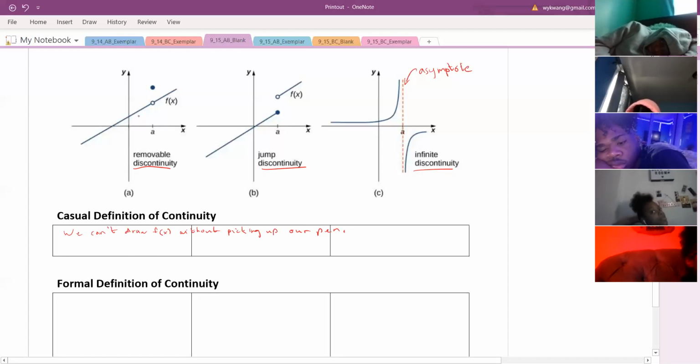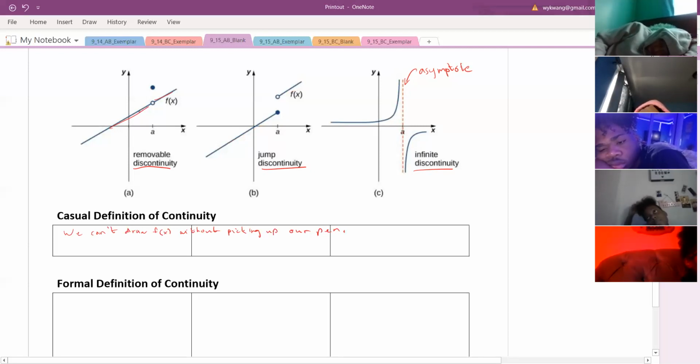I just wanted to express for each of these, again, like here, I have to pick it up to draw this dot and then move on. For the jump one, I obviously have to pick up my pen. For the infinite discontinuity, it's even more obvious. I draw up here, it keeps on going up, so I would have to pick up my pen to go down and draw the other part. So it obviously violates our casual definition for continuity.